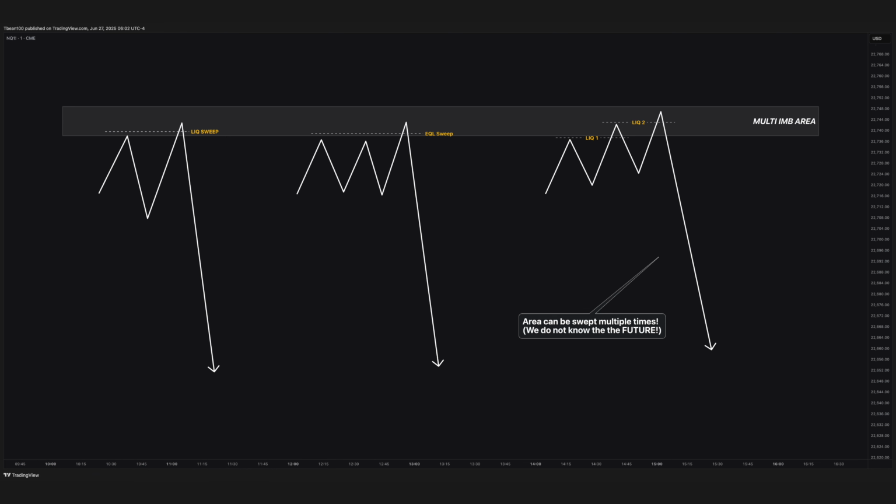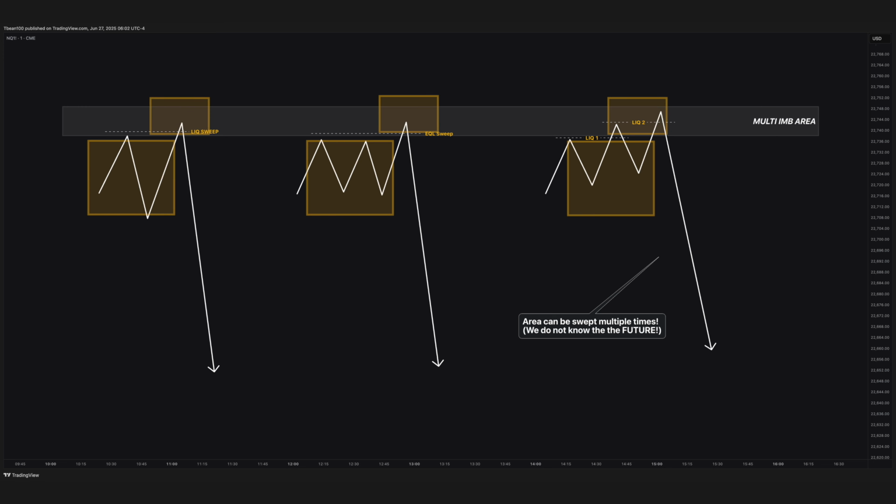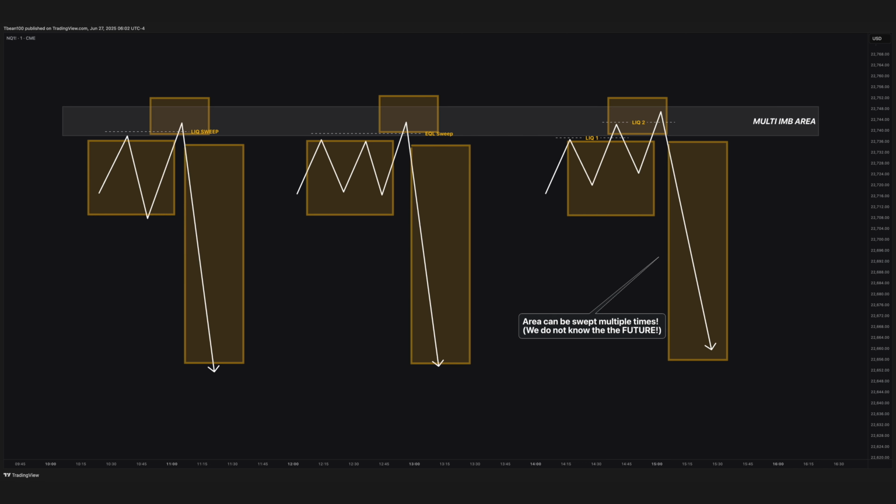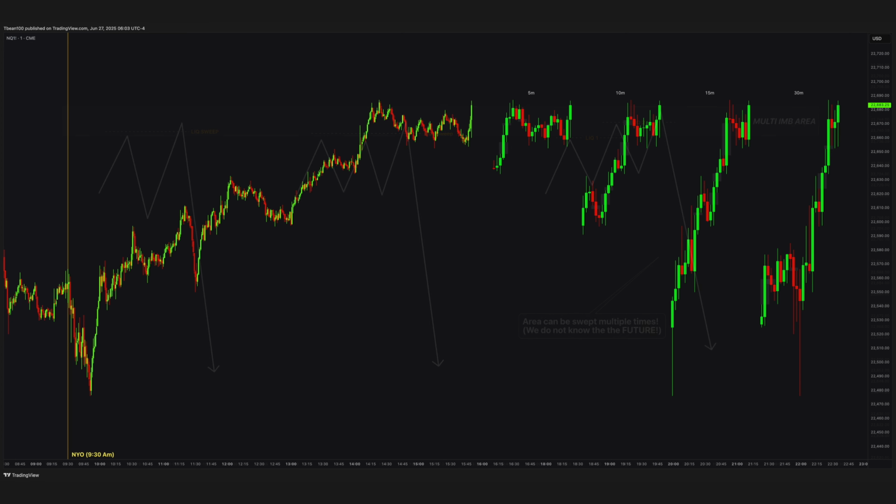However, what is the common thing in all 3 of these setups? All 3 versions are actually PO3. What happens here is simple. First, price accumulates and creates some stop losses. Then price hunts all those stop losses with the manipulation phase. In the end, the expansion happens, the big movement we expect. It is all power of 3, but just in slightly different styles. Let's see what happens in the Nasdaq later on.